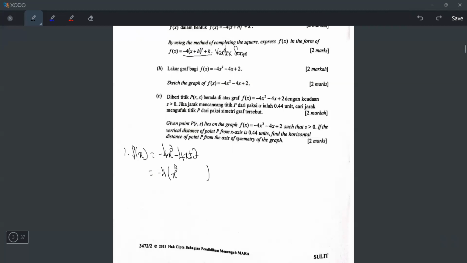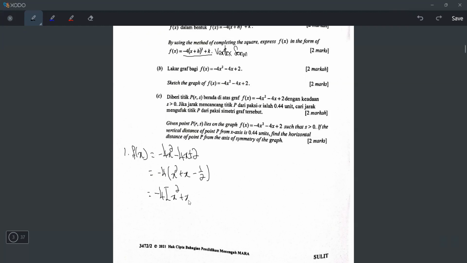So you get x squared here. Negative 4 divided by negative 4 is positive x. 2 divided by negative 4 is negative 1 over 2. And then it will be negative 4, big bracket, x squared plus x minus 1 over 2.